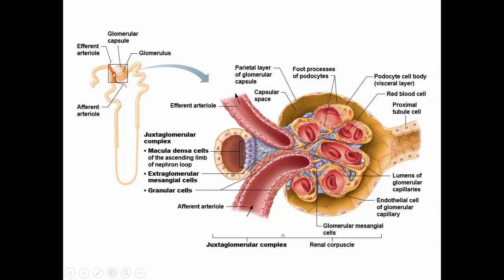Here's the renal corpuscle. You have the glomerulus. This would be that parietal layer. Here would be the visceral layer, and you can see the cells are sort of different looking in that visceral layer.